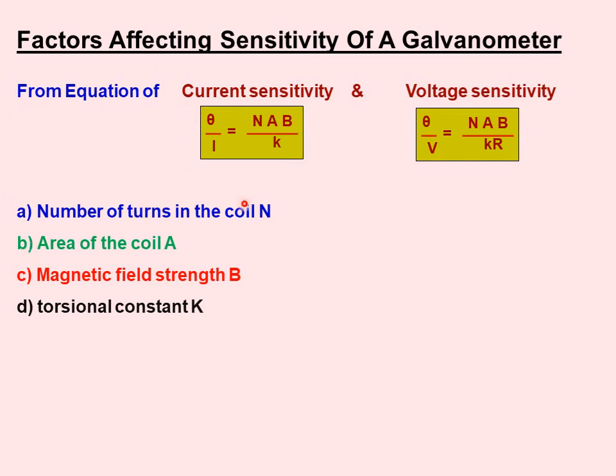So there are four common factors which define the current and voltage sensitivity of the galvanometer. First, the number of turns, area of the coil, magnetic field and torsional constant.